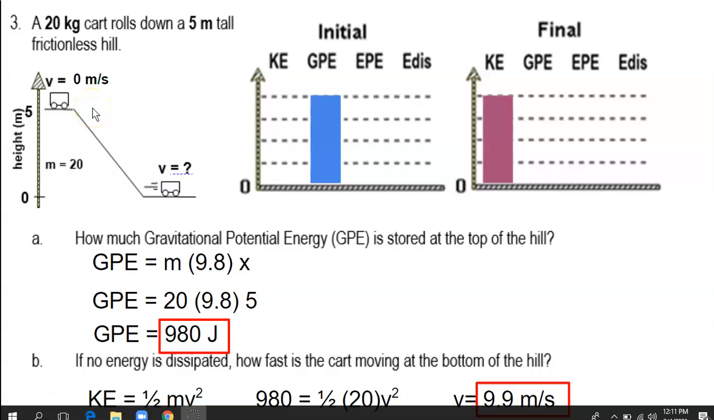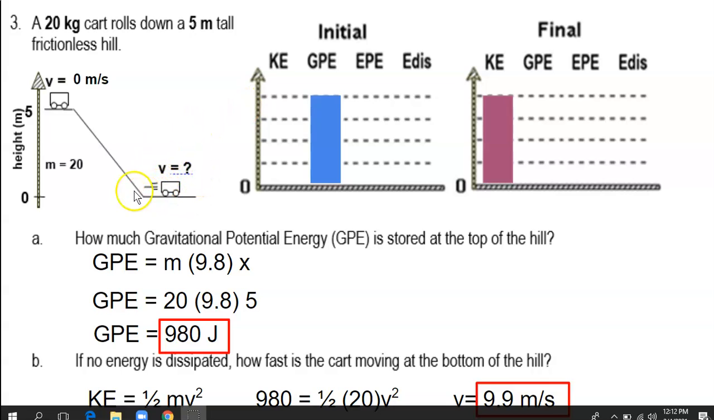A 20 kilogram cart rolls down a 5 meter tall frictionless hill. How much gravitational potential energy is stored at the top of the hill? Well, to answer these questions, let's first examine the picture and these 2 energy bar graphs. So at the top of the hill, the cart has 0 velocity. It's not moving, so it has no kinetic energy. It's not stretched or compressed, so no elastic potential energy, but it is 5 meters off the ground. So it has gravitational potential energy, 4 bars worth.